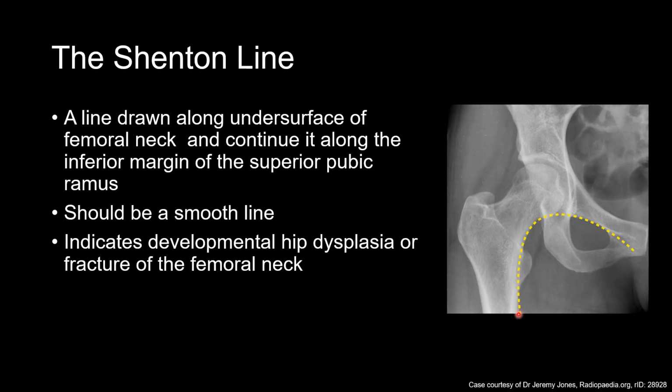Shenton's line is drawn from the inferior or medial margin of the diaphyseal cortex up through the inferior femoral neck and then across the inferior cortex of the superior pubic ramus. This should be a fairly continuous line, and if it is not, it could indicate some developmental hip dysplasia or fracture of the femoral neck or head.